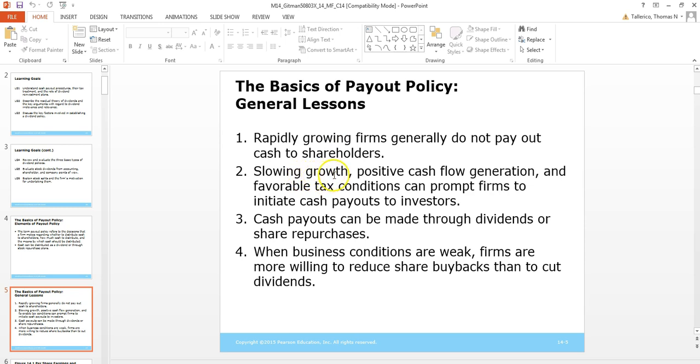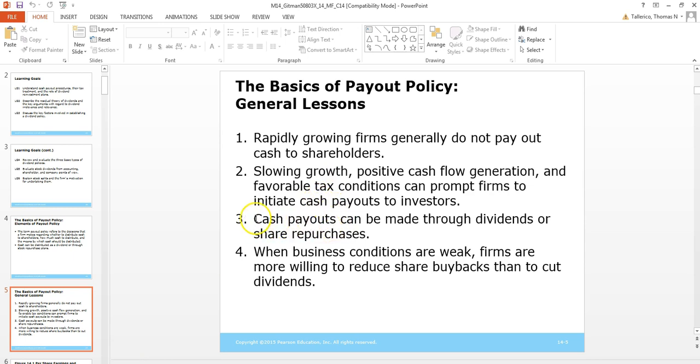All right, slowing growth, positive cash flow generation, and favorable tax conditions can prompt firms to initiate cash payouts to investors. So basically, there are reasons why you'll give a dividend, right? If your growth is not good, or if you do have a lot of cash on hand. A lot of times Apple has a lot of extra cash on hand, and they'll pay an extra dividend. I don't know if anybody invests, but you'll get an extra dividend.